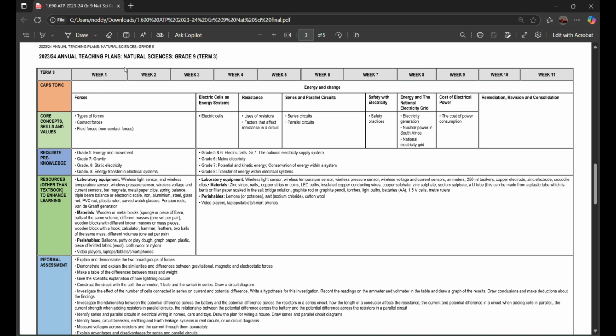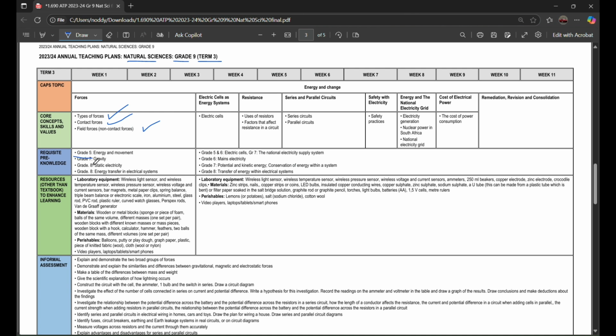Good day, everyone. Today we're going to be in discussion of the Natural Science Grade 9 Term 3 scope. There will be 11 weeks that you're going to be provided with to learn everything that's within the scope. Within the first to third week, we focus on the types of forces that there are, which are contact forces and field forces, also known as the non-contact forces.